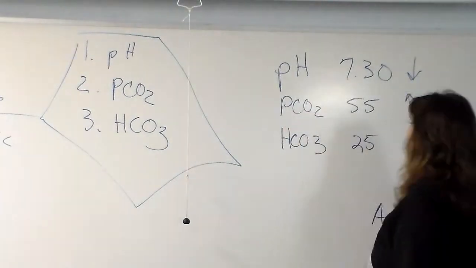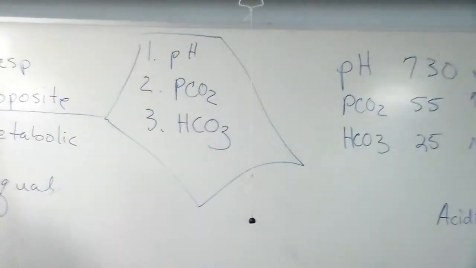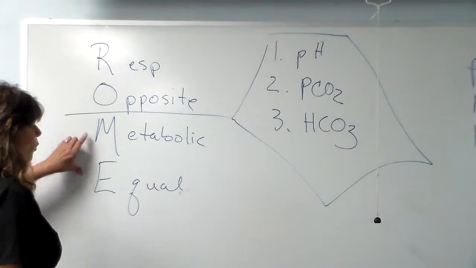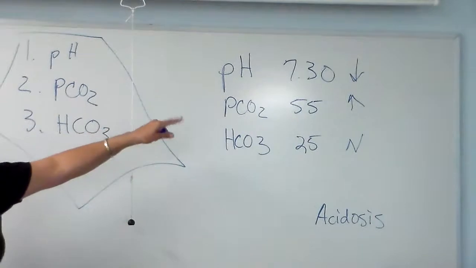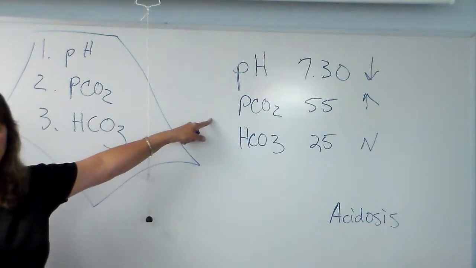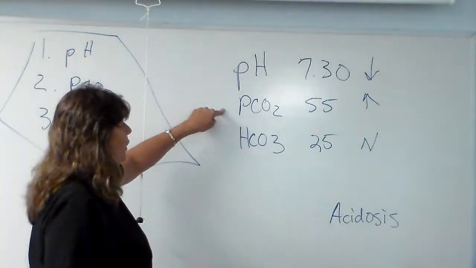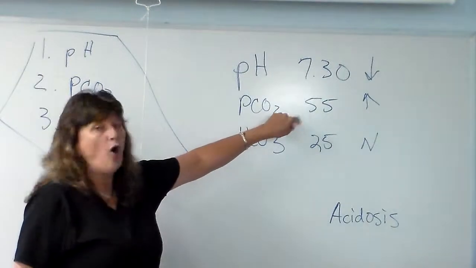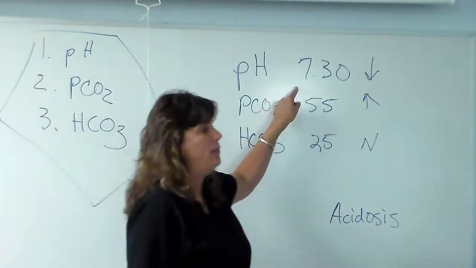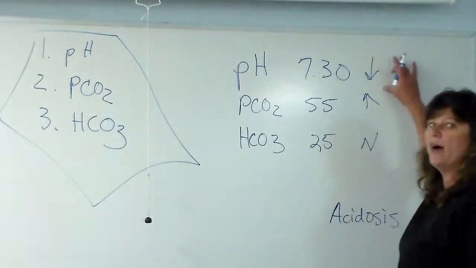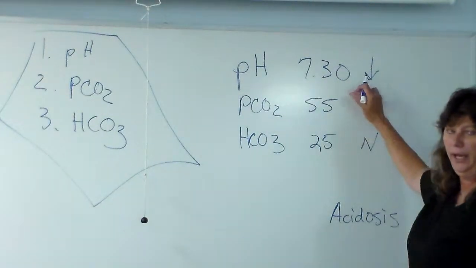All right? If I look at this, and then I look at my acronym, respiratory opposite, metabolic equal, we're talking about the way that those arrows are going. If I have a pH that's down and a PCO2 that's up, this is respiratory in nature, okay? The respiratory is compensating, blowing off CO2 to bring these hydrogen ions back to where they need to be, between 7.35 and 7.45.